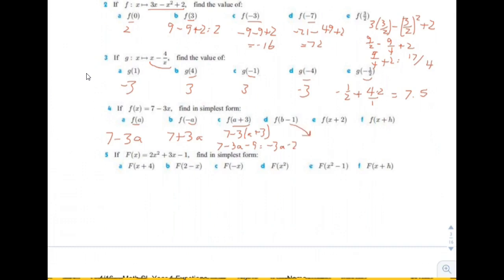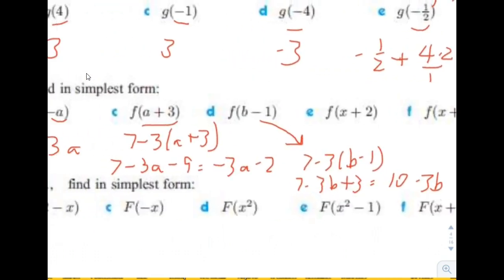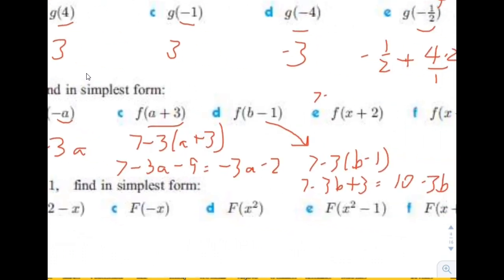Here we got B minus 1 going in there, so we got 7 minus 3 times B minus 1. So 7 minus 3B plus 3. So it's equal to 10 minus 3B. What if we put x plus 2 in there? Then we have 7 minus 3 times x plus 2. We can simplify that. We get 7 minus 3x minus 6. So it's 1 minus 3x.